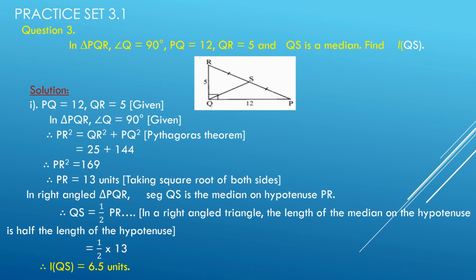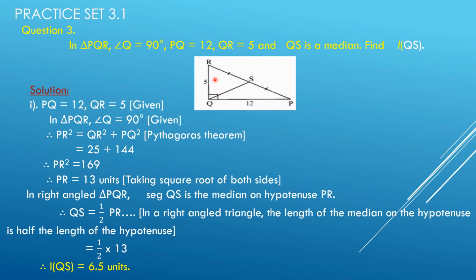Question number 3. In triangle PQR, angle Q equal 90 degree, PQ is equal 12, QR equal 5 and QS is a median. Find length of QS. The figure is already given. In this triangle PQR is a right angle triangle and PR is the hypotenuse. First we have to find length of PR. Solution: PQ equal 12, QR is equal 5. And in triangle PQR, angle Q is equal 90 degree.